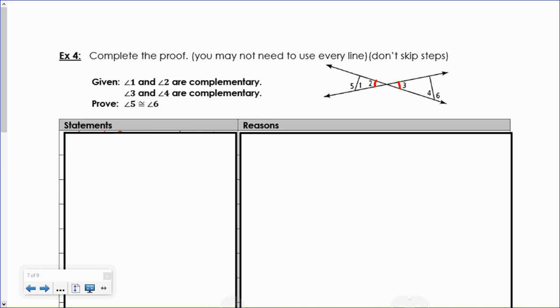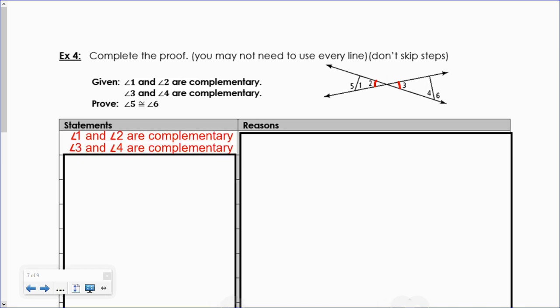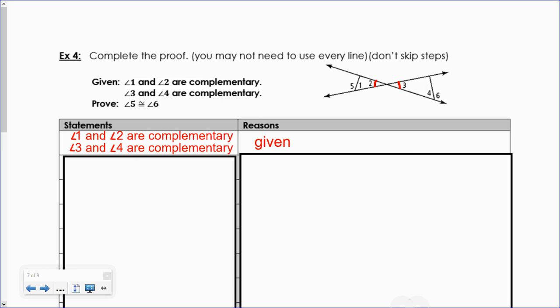So what's my first step in the proof? It's always what you were provided. I'm going to go ahead and write that down. You guys can abbreviate complementary to COMPL. I'm fine with that, as long as I can understand what you are expressing. You're going to write the given exactly as they provided it for you: the fact that you have two complementary angles.